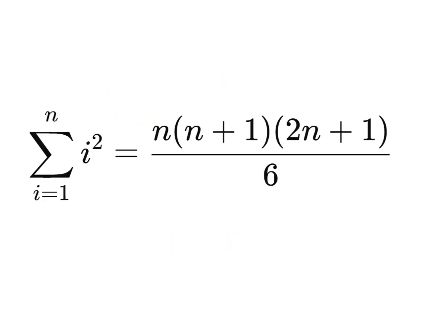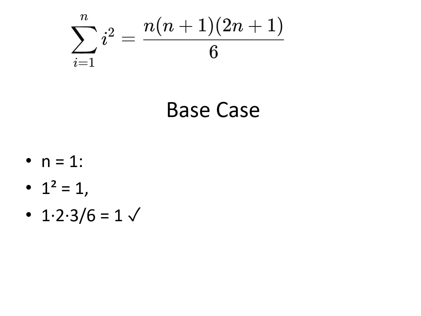Now the next one is i squared. So this is like 1 plus 4 plus 9 plus 16. We're going to add up all of the squared numbers. And we should get n times n plus 1 times 2n plus 1 all over 6. So our base case, let's see if it works when n is 1. So that would be 1 times 2 times 2 times 1 plus 1, which is 3. So if you multiply that out, you get a 6 divided by 6, and that's in fact 1. So our base case works.